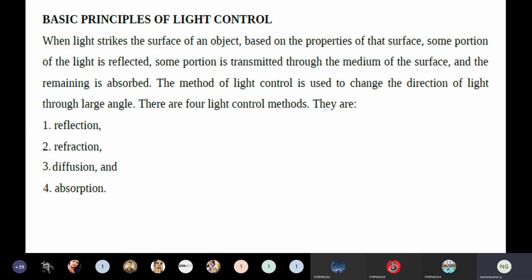Next, let us understand basic principles of light control. Whenever light strikes the surface of an object, based on the properties of that surface, some portion of the light is reflected, some portion is transmitted through the medium and some is absorbed in the medium. The method of light control is used to change the direction of the light through a large angle. There are 4 different types of light control techniques: reflection, refraction, diffusion and absorption. We are going to see these 4 basic principles of light control now.